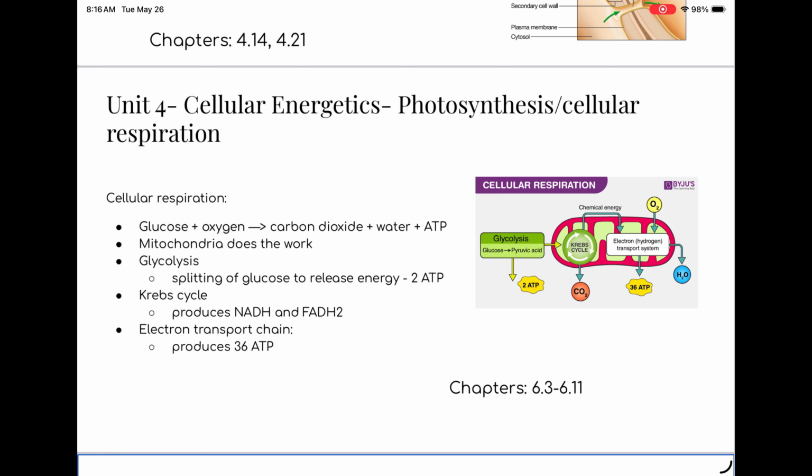Then the next step is the Krebs cycle, and it produces NADH and FADH2. Then the third step is the electron transport chain, which is the final step where it produces the most ATP, 36 ATPs.